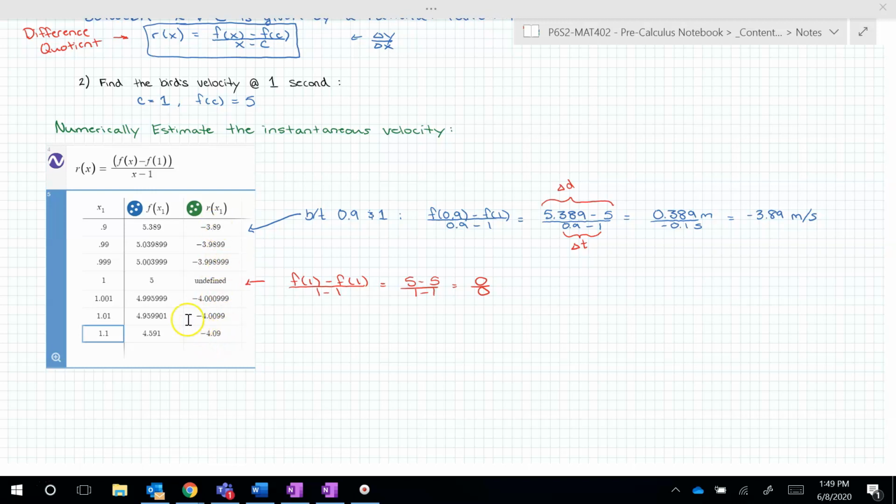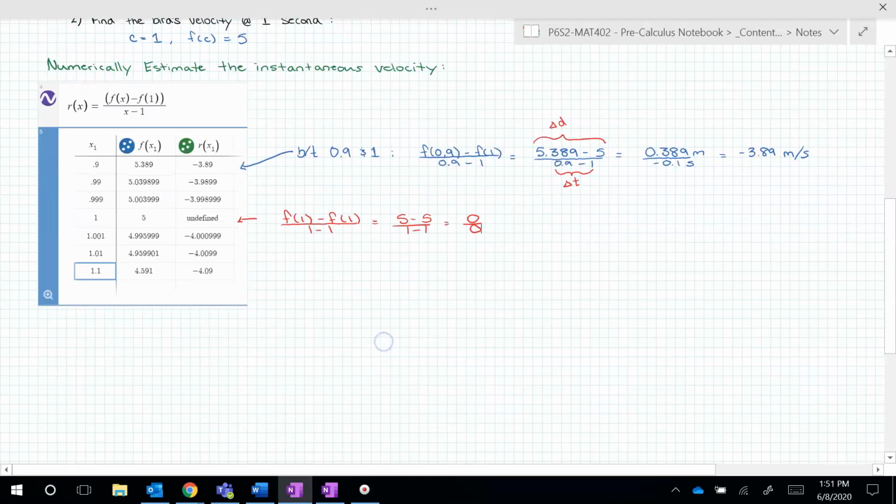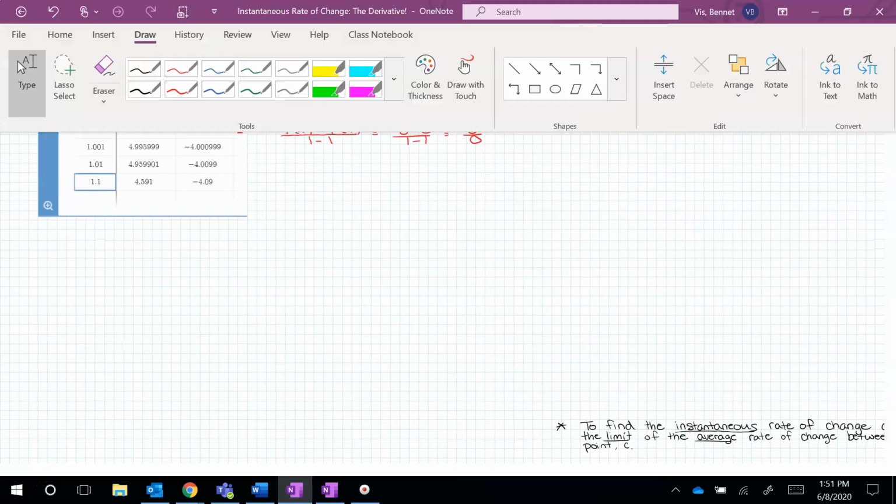Some of the questions in the book ask you to do that. Do as much or as little of that as you want. I want you to understand the concept behind it here. And again, at 1 second, I end up with 5 minus 5 divided by 1 minus 1, right? There is no change in distance, and there is no change in time at that one instantaneous thing. But what we can do is exactly what we did in the last lesson, where we can find that instantaneous rate of change by finding this limit of this average rate of change to that point.